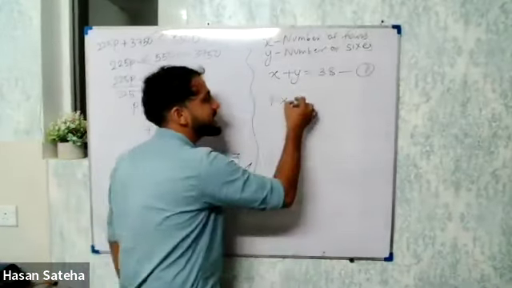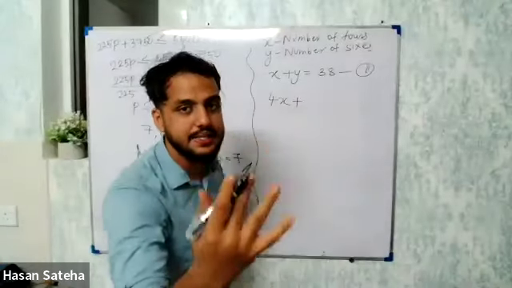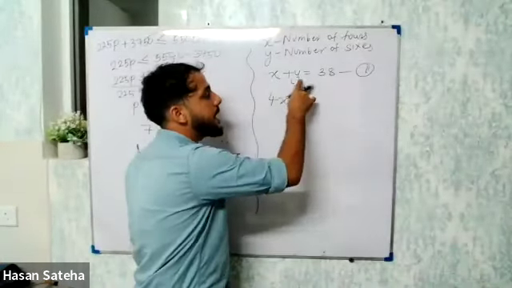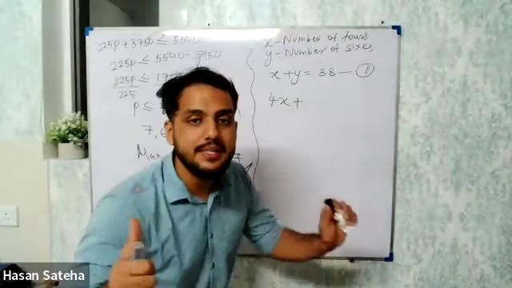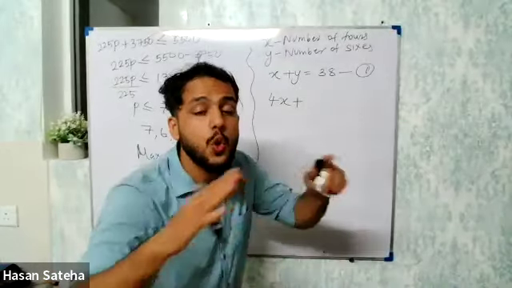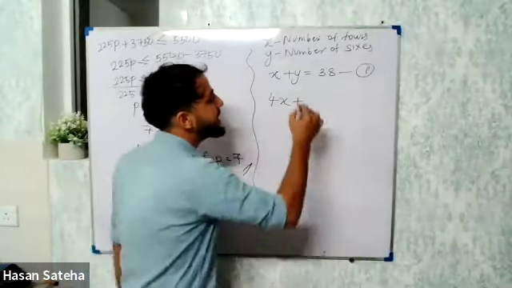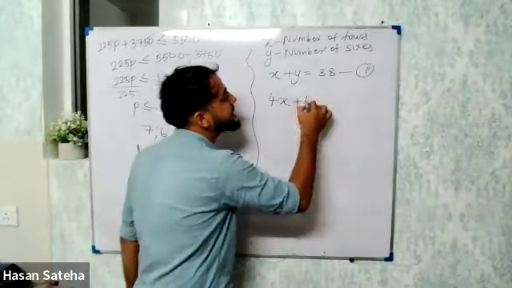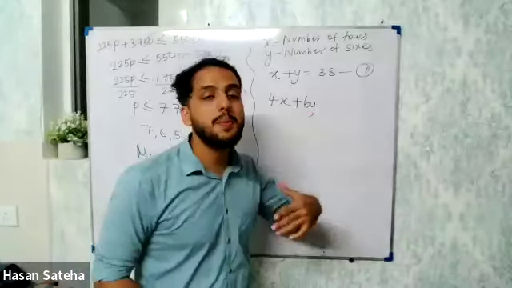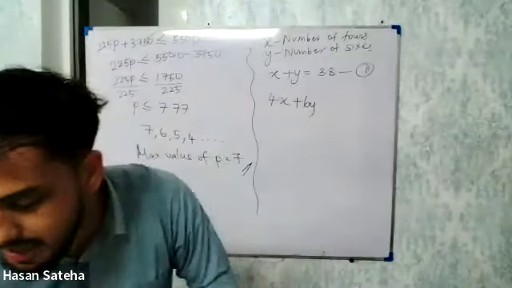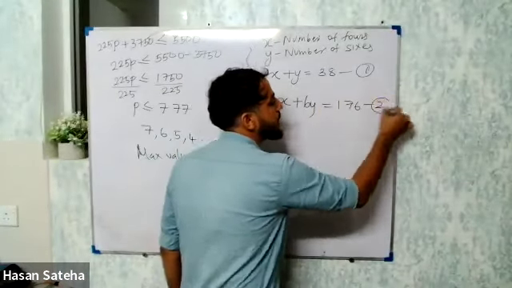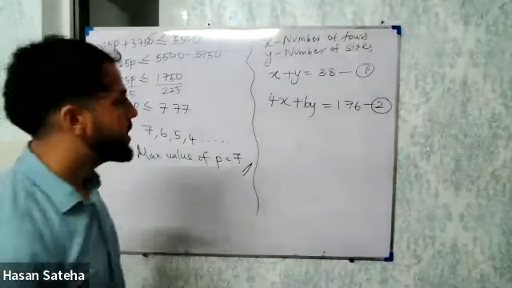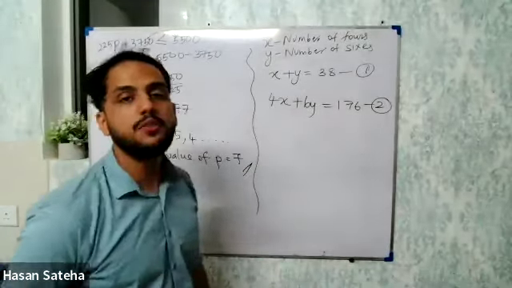Plus the runs scored by hitting 6s. The number of 6s is y, and you know 1 six will give you 6 runs. So the total runs scored by hitting 6s is 6y. So this is the runs scored by hitting 4s plus the runs scored by hitting 6s, and the total runs given is equal to 176. That is your second equation. Now you can solve it, find the values of x and y.